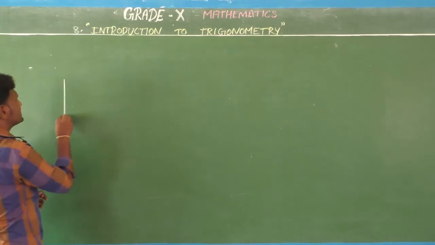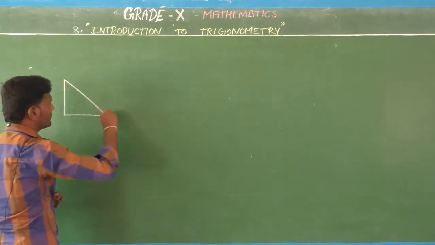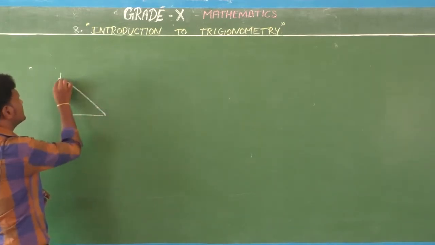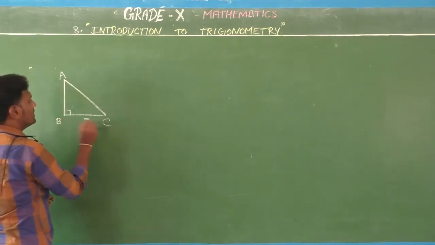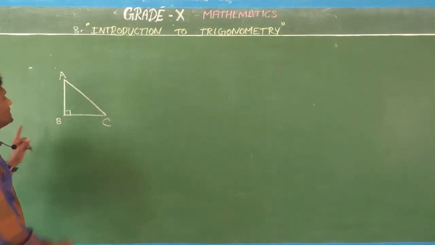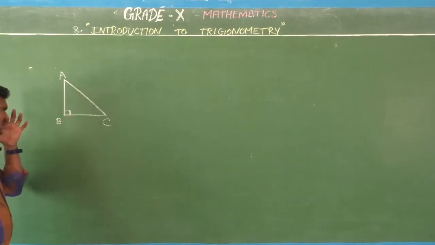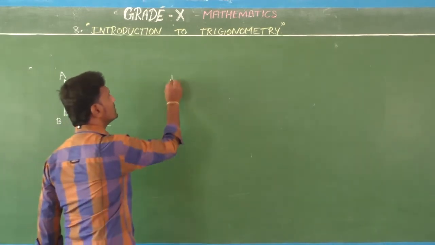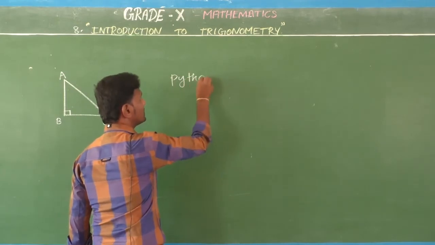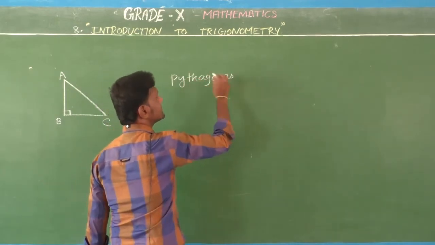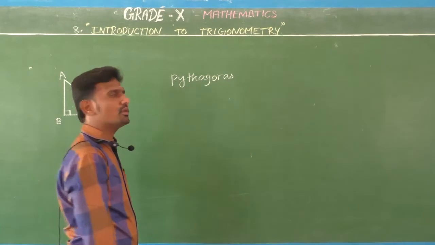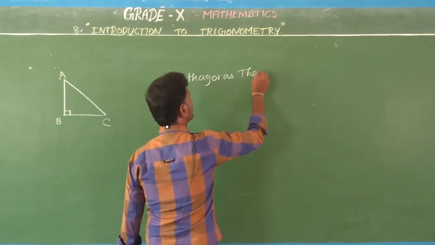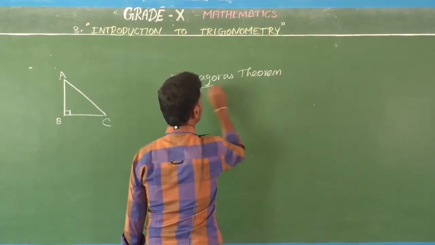First, this is a right angle triangle ABC, right angled at B. Before that, I want to recall one thing from your previous year syllabus, Pythagoras Theorem. We have this Pythagoras Theorem in your 6th chapter, triangles. It is an important 4 mark question, students.